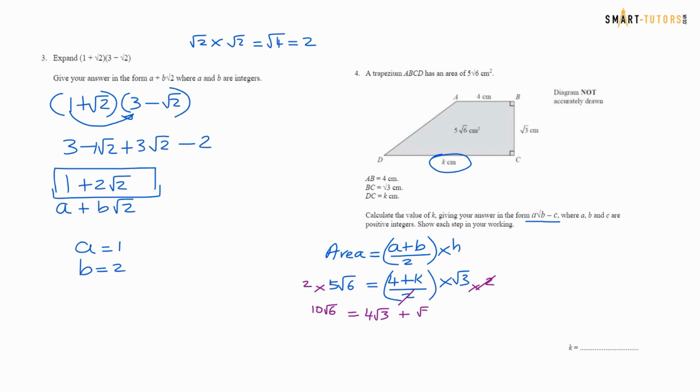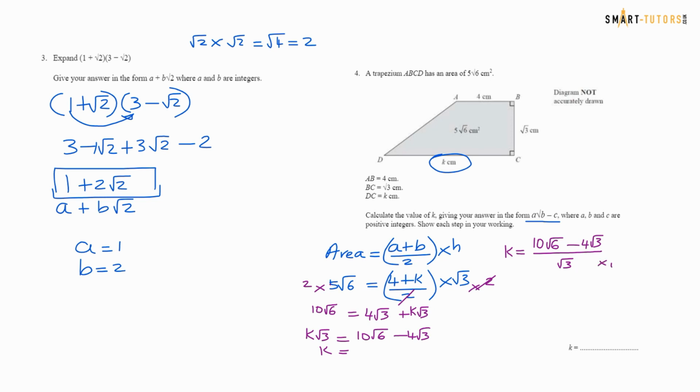plus root 3 k root 3. So I'm multiplying root 3 times 4, which is 4 root 3, plus k root 3. So k root 3 equals 10 root 6 minus 4 root 3. So k equals, let me write it here, 10 root 6 minus 4 root 3 over root 3.